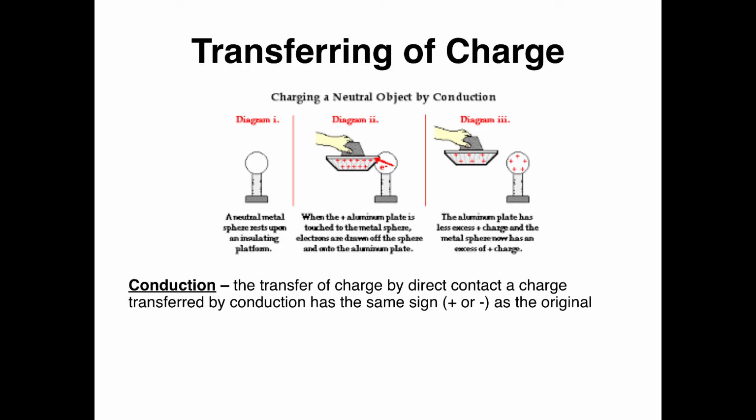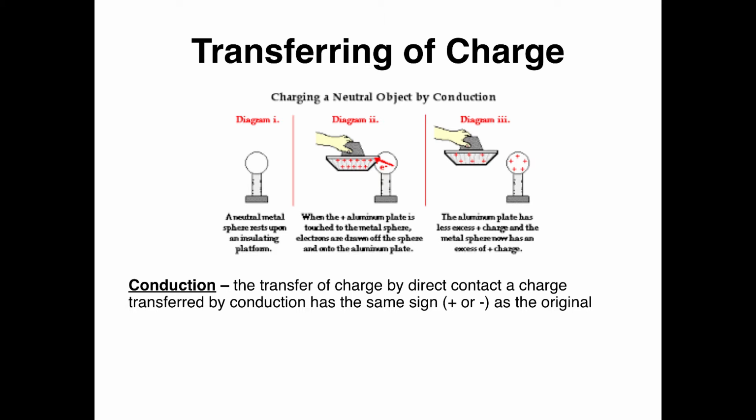You can see in diagram 1 on the left that a neutral metal sphere rests upon an insulated platform. Then you bring in an aluminum plate in the middle diagram that's positively charged, and it touches the metal sphere. When the metal sphere is touched, the electrons are attracted by the positive charges of the aluminum plate and are drawn off the sphere to the metal plate.